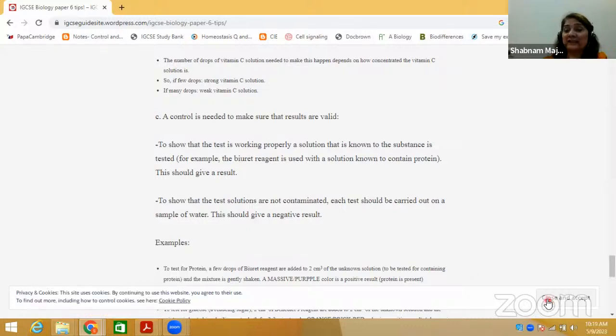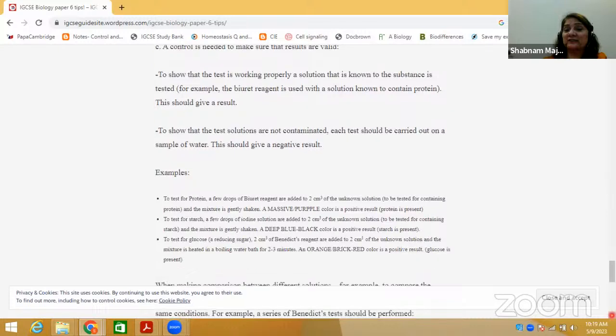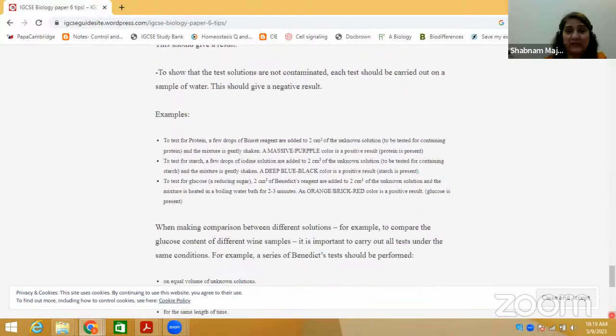That means you have a sample of water which you are using as a control, and the control will give a negative result. Suppose you have 3 test tubes, A, B, and C. So you put something in A, something in B, something in C, and one has only water. We can use it as a control.